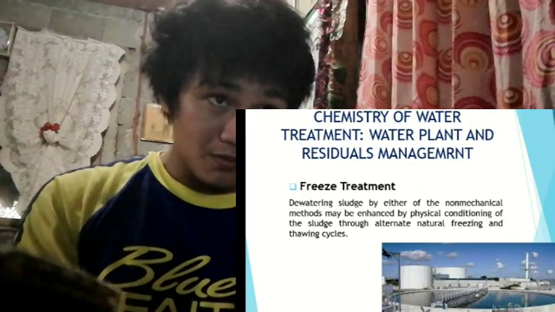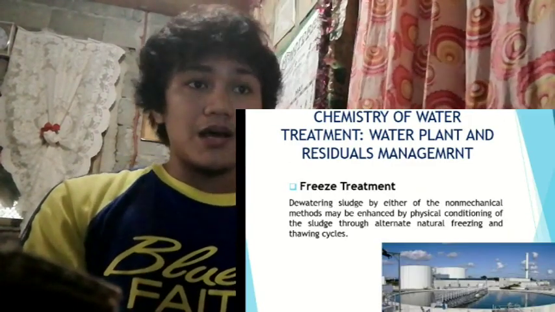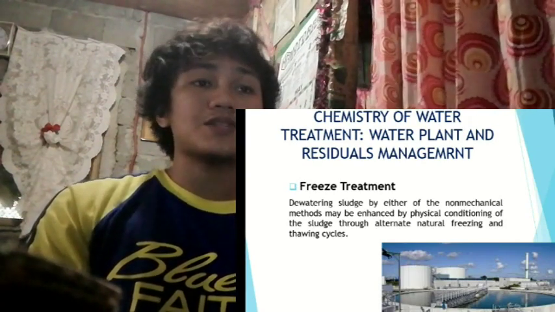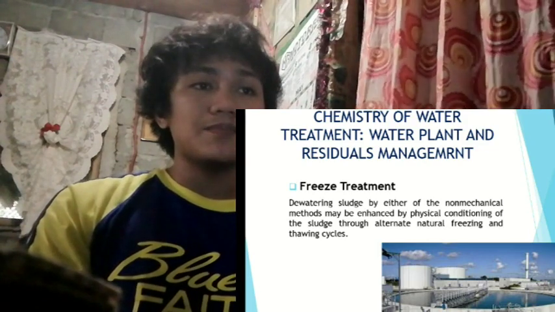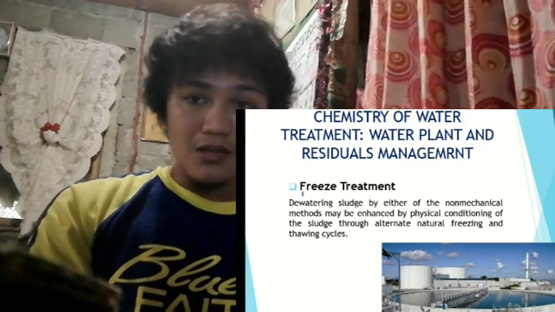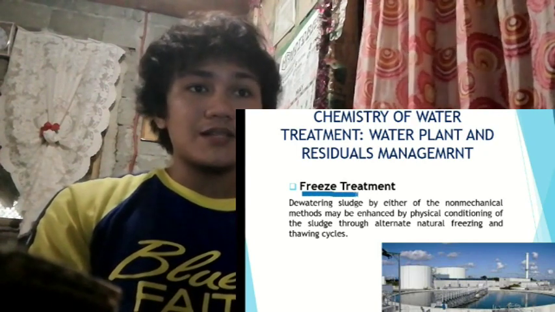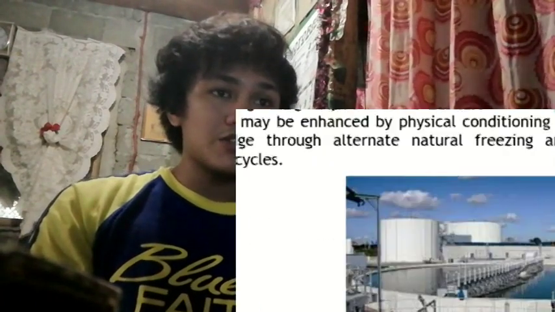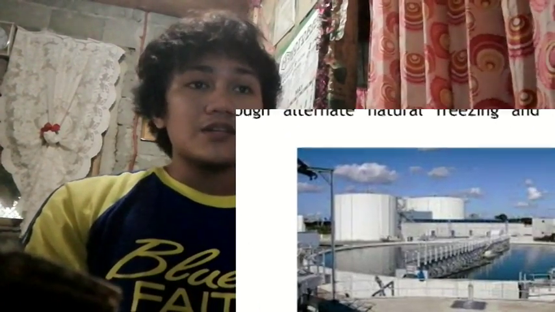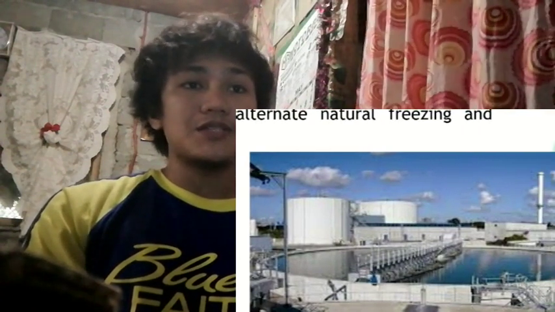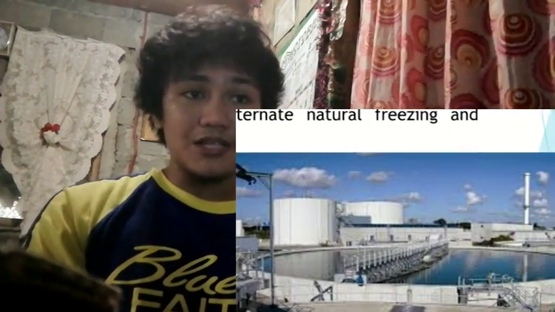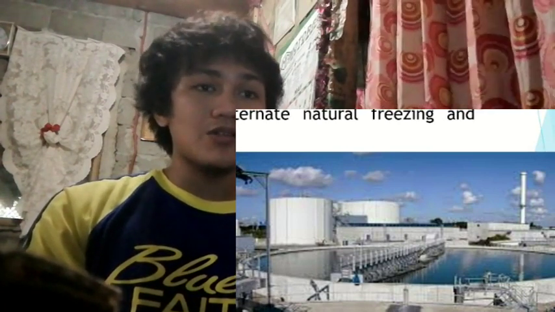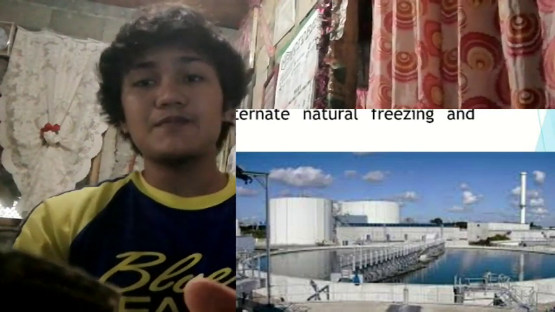Freeze treatment. Dewatering sludge by either of the non-mechanical methods may be enhanced by physical conditioning of the sludge through alternate natural freezing and thawing cycles. The freeze-thaw process dehydrates the sludge particles by freezing the water that is closely associated with the particles. The dewatering process takes place in two stages. The first stage reduces sludge volume by selectively freezing the water molecules. Next, the solids are dehydrated when they become frozen.